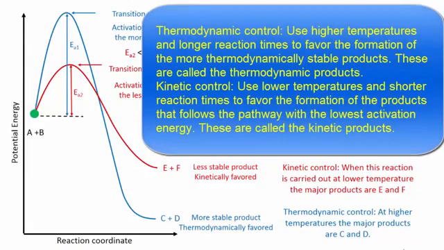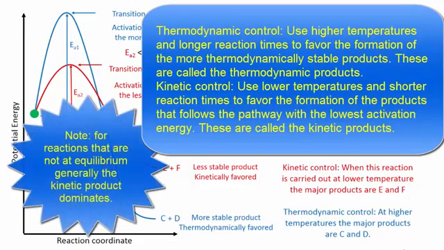Thermodynamic control: use higher temperatures and longer reaction times to favor the formation of the more thermodynamically stable products. These are called the thermodynamic products. Kinetic control: use lower temperatures and shorter reaction times to favor the formation of the products that follow the pathway with the lowest activation energy. These are called the kinetic products. Note, for reactions that are not at equilibrium, generally the kinetic product dominates.